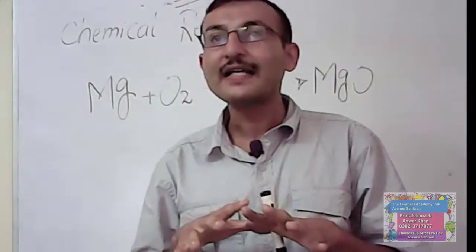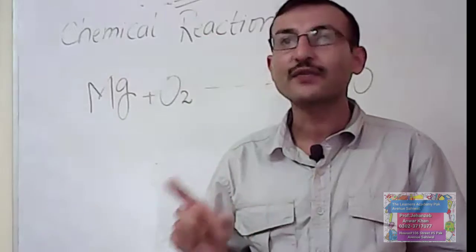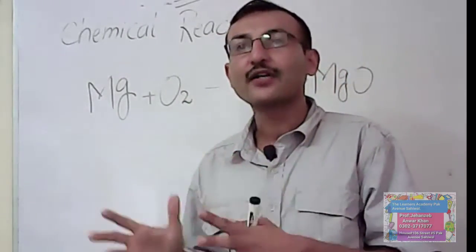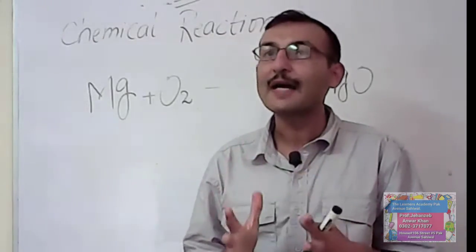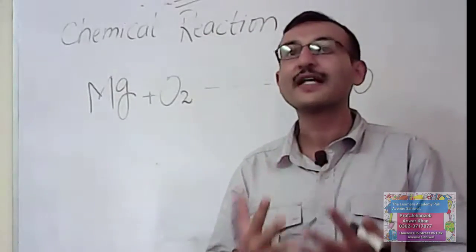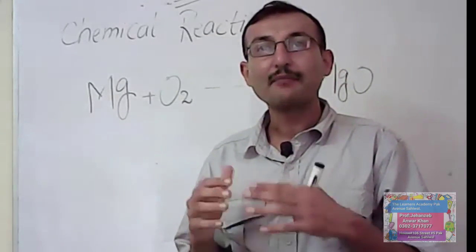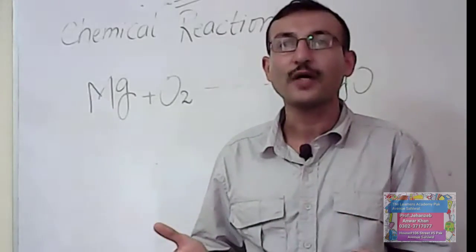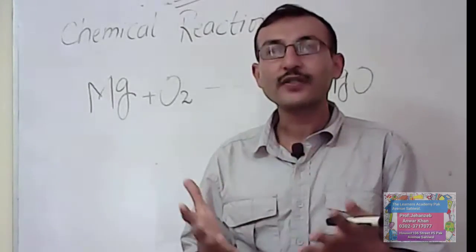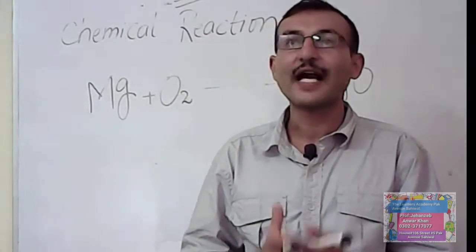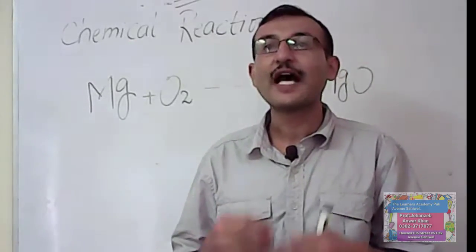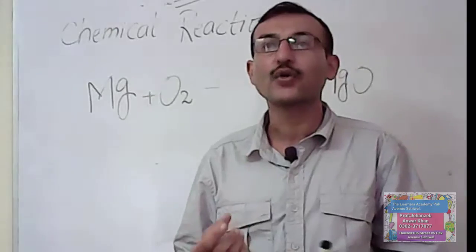Finally, to check the correctness of the balanced equation, we count the atoms of each element on both sides of the equation. To make a chemical equation more informative, the physical states of the reactants and products are mentioned along with their chemical formulas. The gas, liquid, aqueous solution, and solid states of reactants and products are represented by the notations g, l, aq, and s.